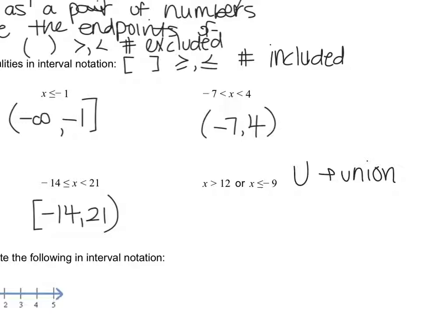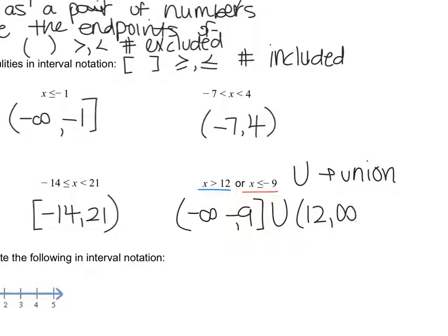So first I'm going to start with the less than or equal to -9. So I'm going to have -9 on the right with a bracket, and I'm going to have -infinity with a parenthesis. Then I'm going to have my union, and then I'm going to write the x greater than 12. So I start with 12 and I end with infinity, and both of them get parentheses.